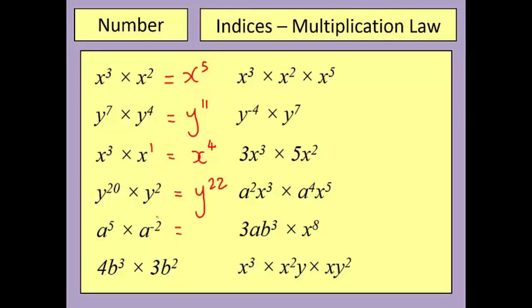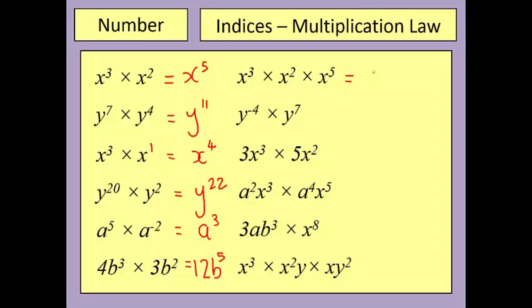Now this one's slightly different. There's a negative 2 here. But when you add a negative number, 5 add negative 2, that's just like subtracting it. So it's just 5 subtract 2. So we end up with a to the power 3. And on this one we have 4 times 3 gives you 12. And then we add the powers on the indices. 3 add 2 is 5.